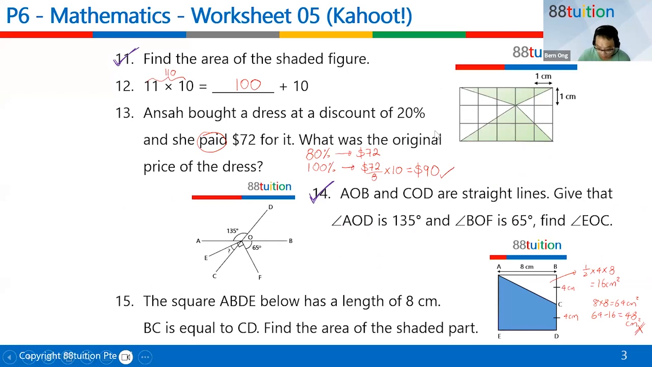Okay, so find the area of the shaded figure down here. How do you find that? You all know how to find the area of one square, right? One square has area 1 times 1, which is equal to 1 cm squared in this case. Can you see?